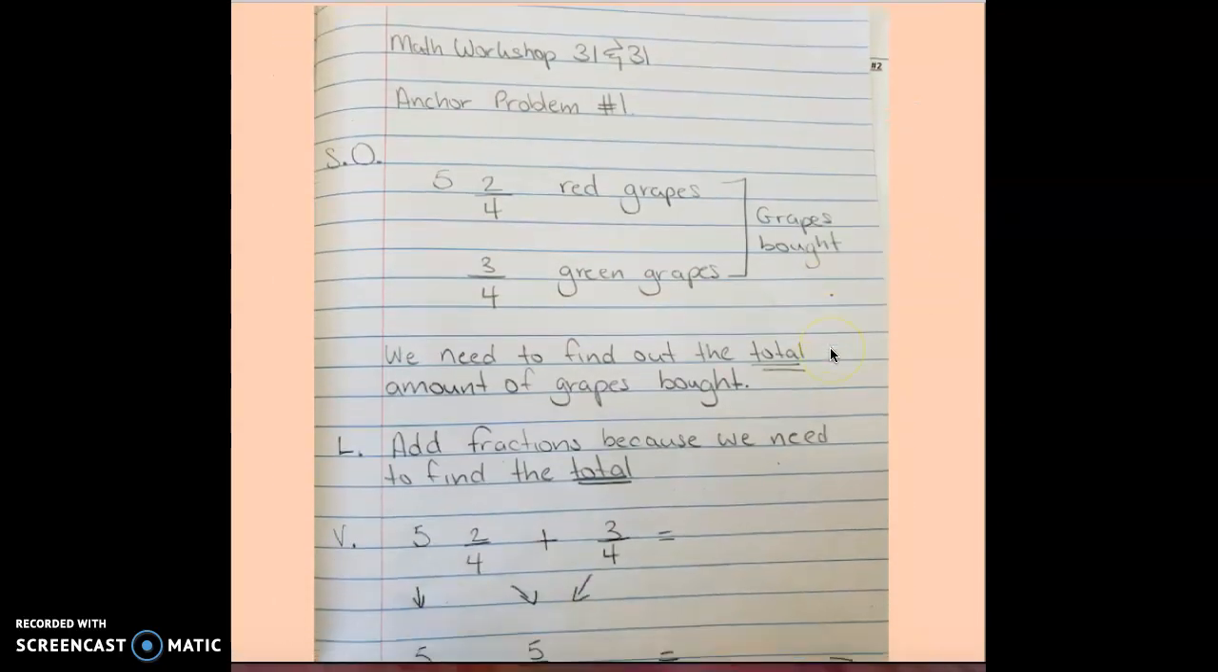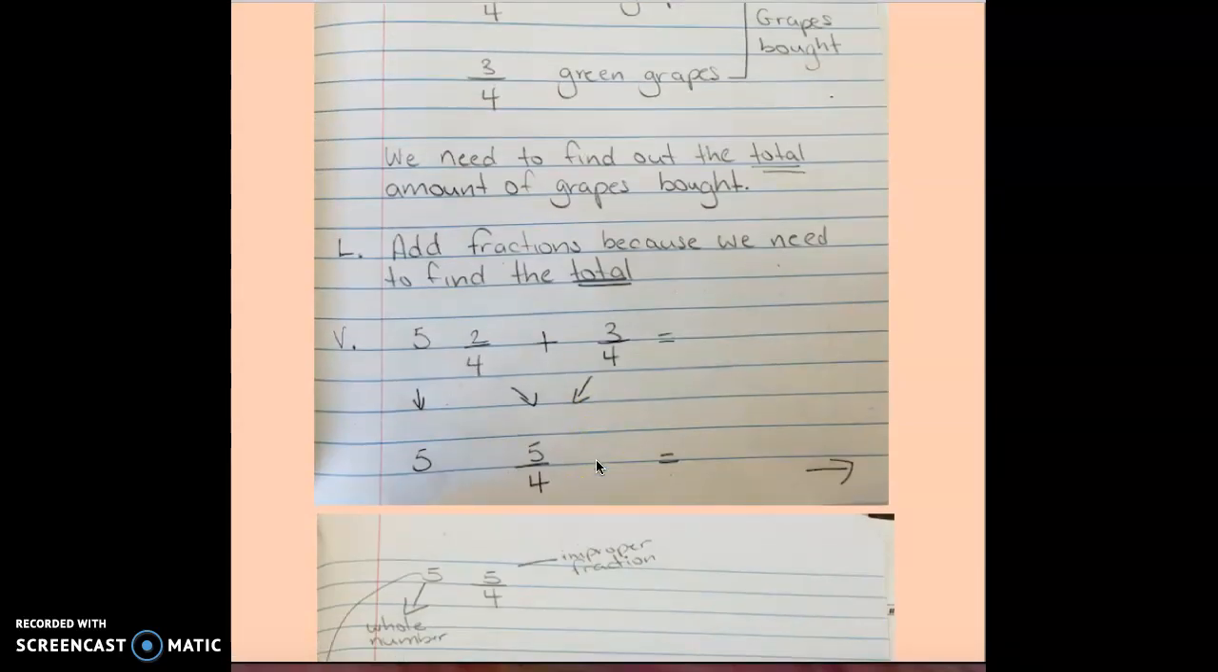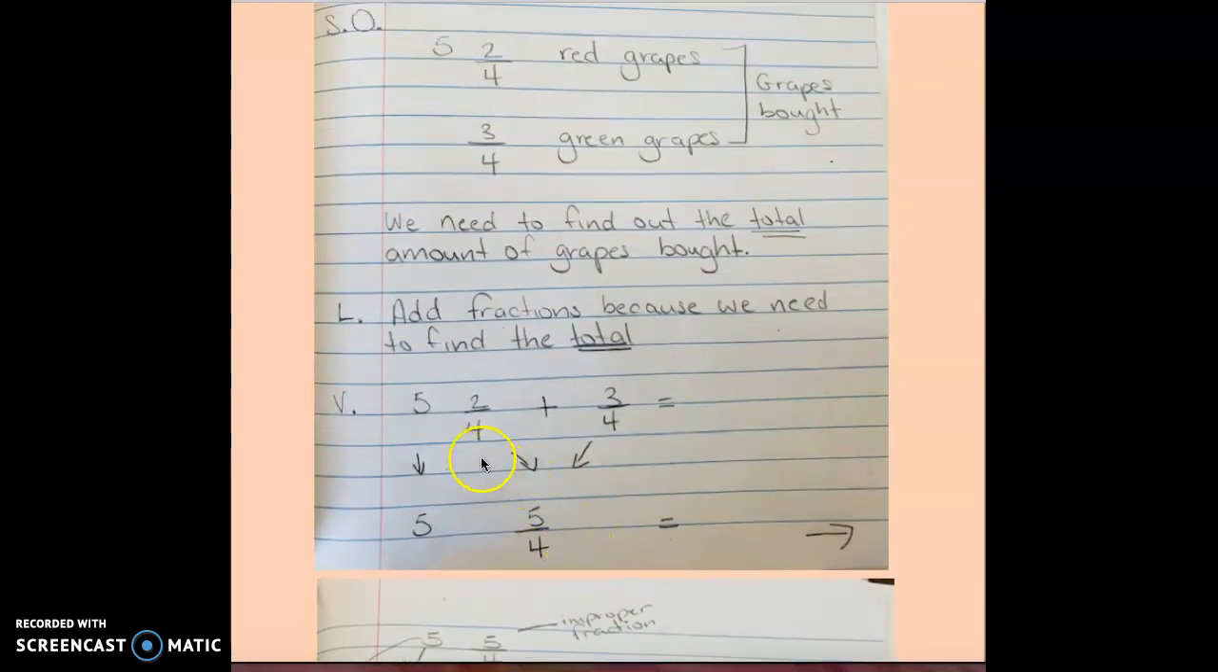All right. So I put my information here. So I use S and O to study. I studied the problem and organized some information. I wrote down the amount of red grapes that Christina bought and the amount of green grapes she bought. And then I know that I need to find out the total amount. So I need to add fractions because it's telling me a total. We know when we say total, we need to find out the amount of items combined. So I'm going to verify my plan by doing this.